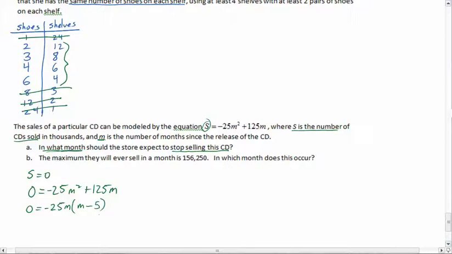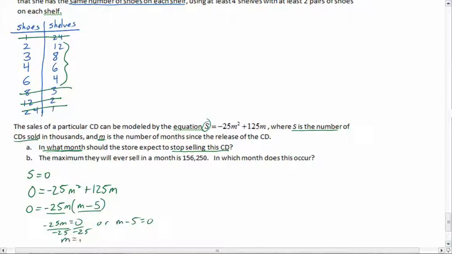And so now I have 2 things that multiply together to give me 0. So either negative 25m equals 0 or m minus 5 equals 0. And so I divide by negative 25.